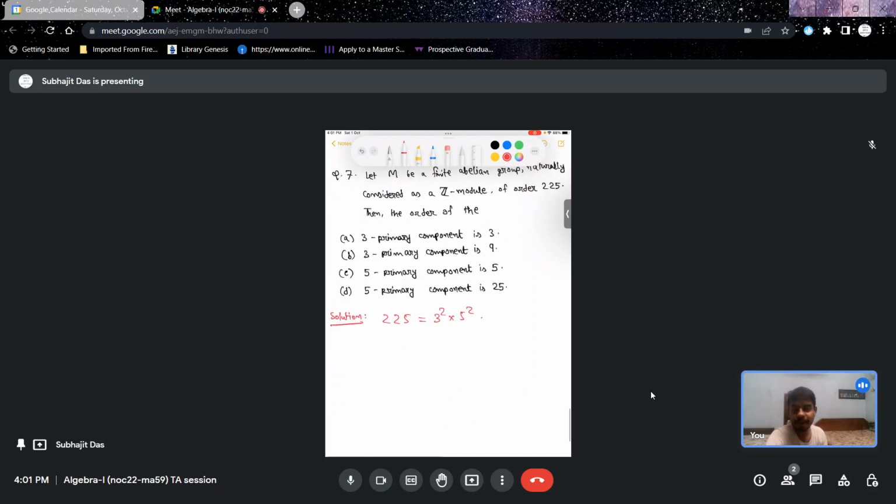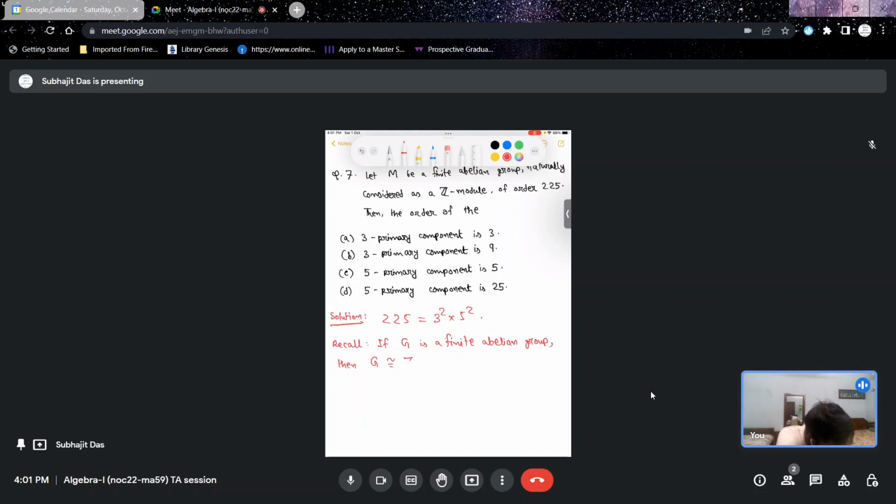So what is a primary component? Recall that if G is a finite abelian group, then G is isomorphic to a direct sum of cyclic groups of prime power orders. This is the structure theorem for finite abelian groups, which is just a special case of the structure theorem for finitely generated modules over a PID.